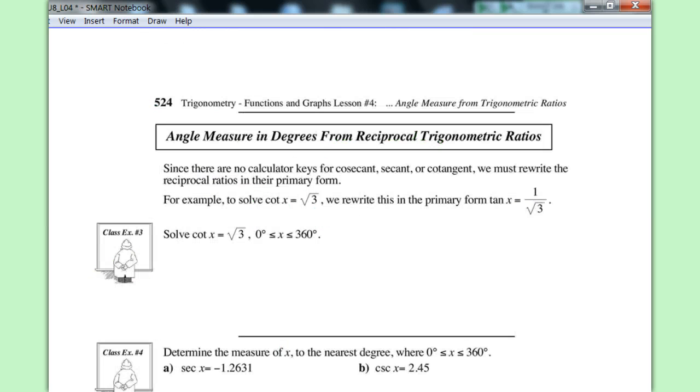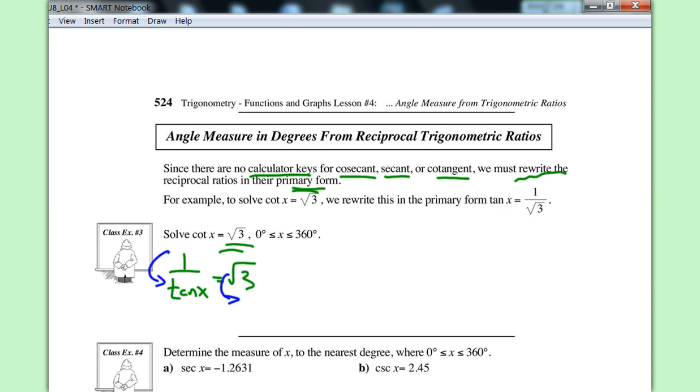We carry on, and now what happens if we do the same thing? There are no calculator keys for cosecant and secant and cotangent. We simply have to rewrite it in terms of our primary trig ratios. So for example, if somebody asks me to solve cotangent x equal to root 3, that means that 1 over tangent of x is equal to root 3. If I take the reciprocal of both sides, then rewriting this in terms of tangent, the tangent of x is equal to 1 over root 3.